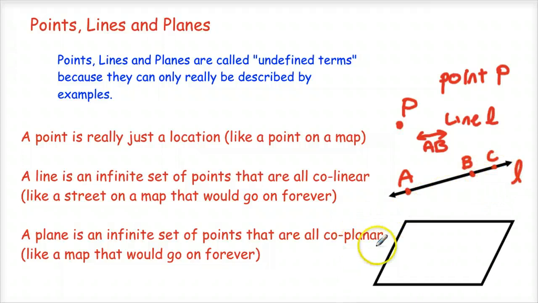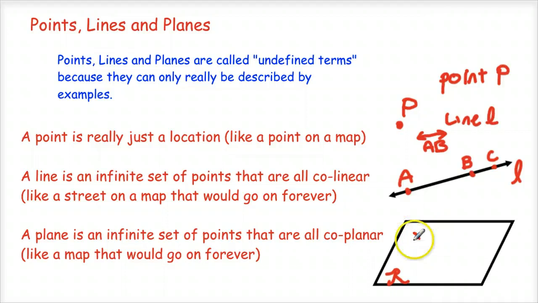And the third thing that we're going to talk about is a plane. A plane is an infinite set of points that are all coplanar, so they're all on the same plane. This is like the actual map, the piece of paper that the map is printed on. If that were to go on forever in all directions, that would be a plane. This plane is usually defined by a capital script letter. So you might see something like script R to describe this plane.